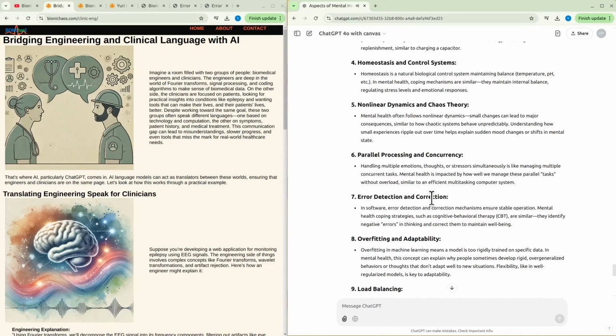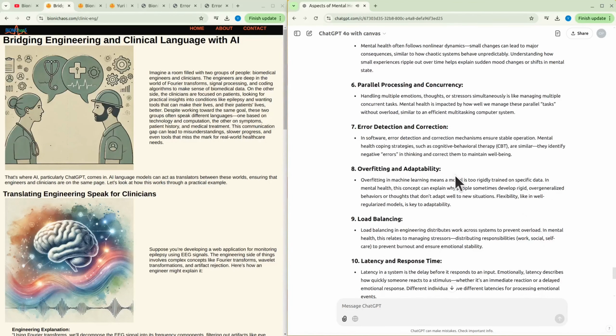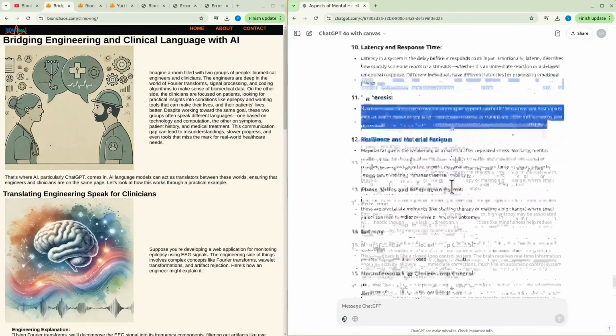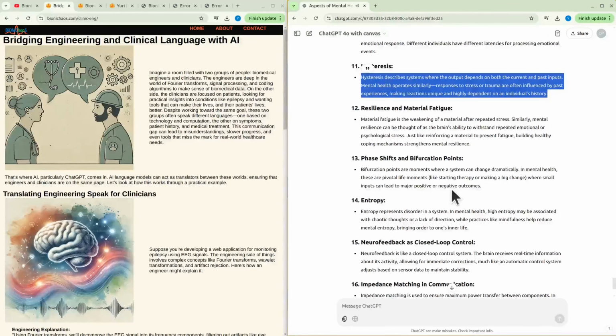9. Load balancing. Load balancing in engineering distributes work across systems to prevent overload. In mental health, this relates to managing stressors, distributing responsibilities, work, social, self-care to prevent burnout and ensure emotional stability. 11. Hysteresis. Hysteresis describes systems where the output depends on both the current and past inputs. Mental health operates similarly. Responses to stress or trauma are often influenced by past experiences, making reactions unique and highly dependent on an individual's history.